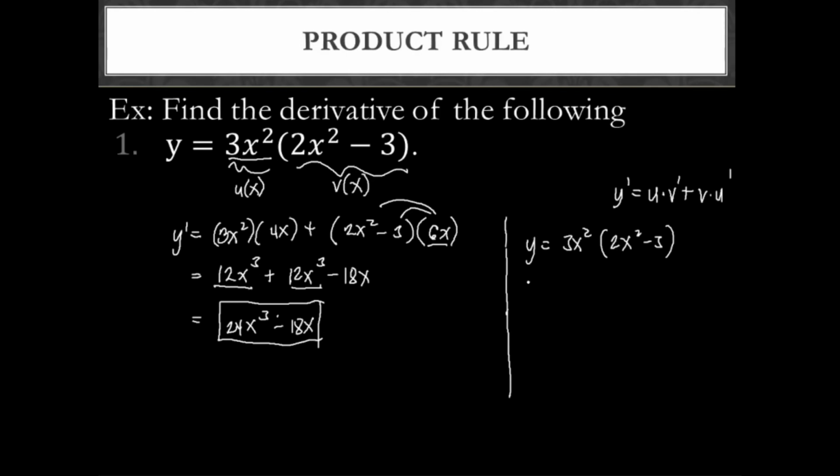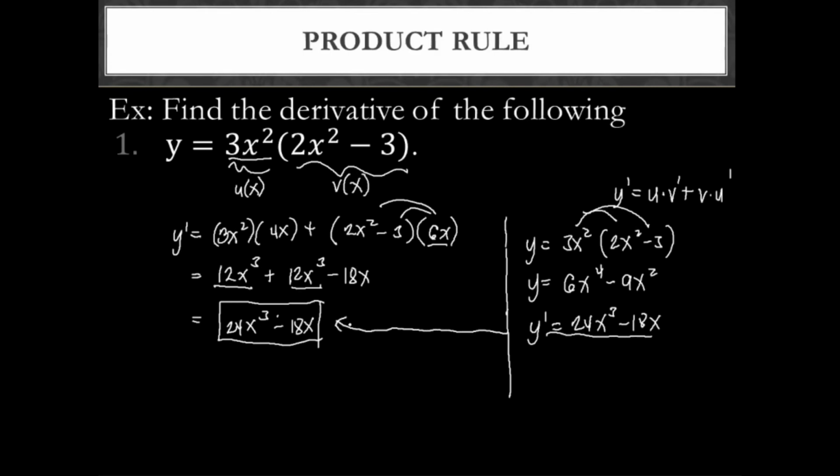Okay? Kapag i-distribute yung 3 sa dalawa, siya ay magiging 6x raised to 4 minus 9x squared. Okay? And then this time, para kang bumalik sa sum and difference rule. So, the derivative of this is 6 times 4 is 24. And then minus 1 yung 4, that's 3. Negative 9 times 2 is negative 18. Then minus 1 yung exponent, that is x na lang. Okay. Take a look. They were the same. Diba? Kung gusto niyo talaga ma-perfect, yan yung technique na maaari kong i-share sa inyo.